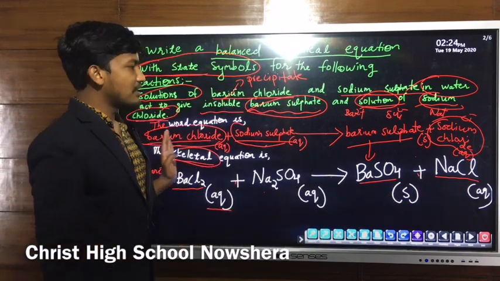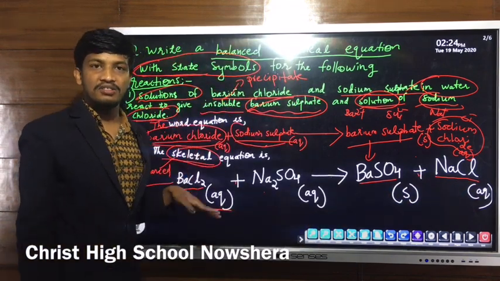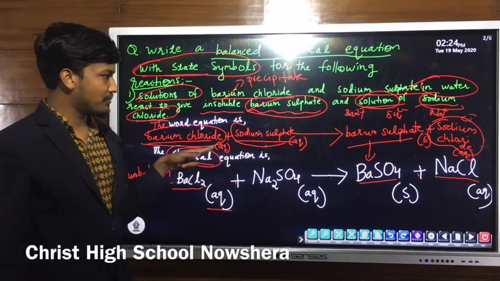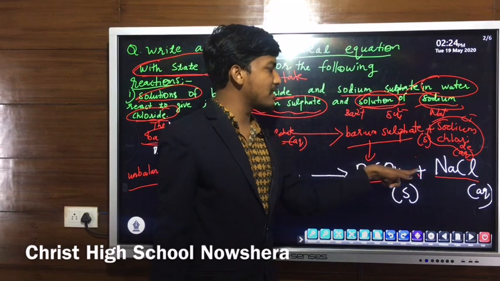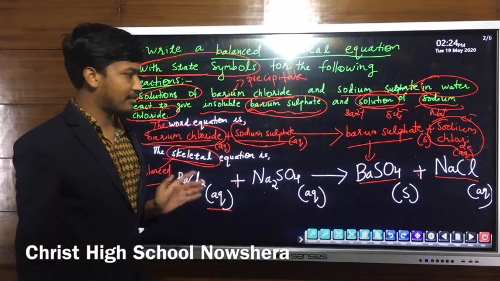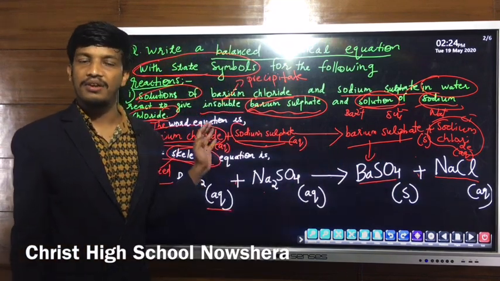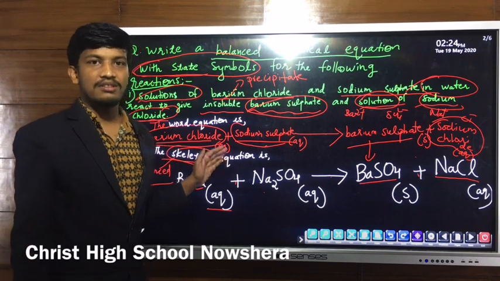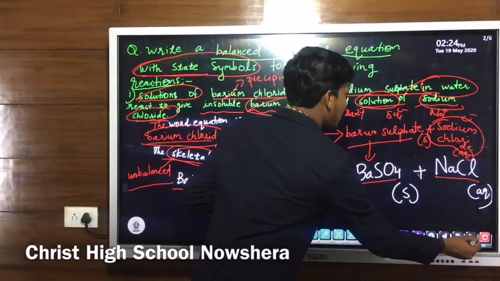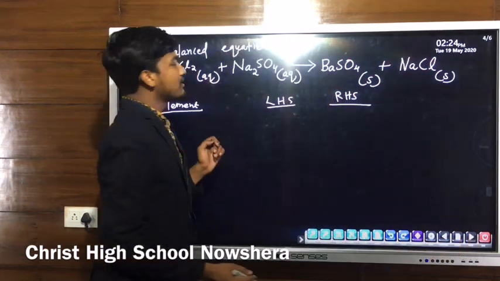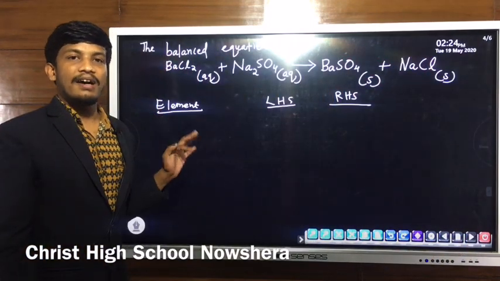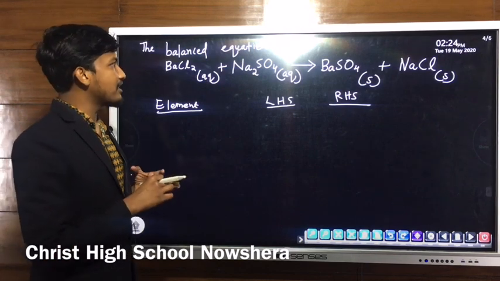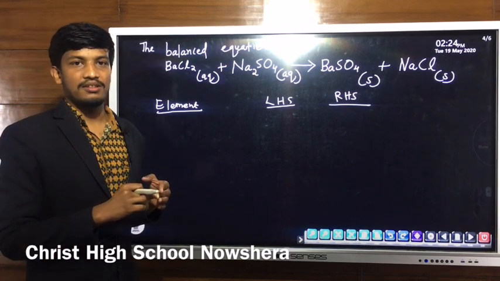So this is the unbalanced equation or skeletal equation. BaCl2 plus Na2SO4 gives BaSO4 plus NaCl. So if we know the valencies of cations and anions, we can easily convert the word equation into a skeletal equation. Now after writing the unbalanced or skeletal equation, the next step is we have to find the balanced equation.